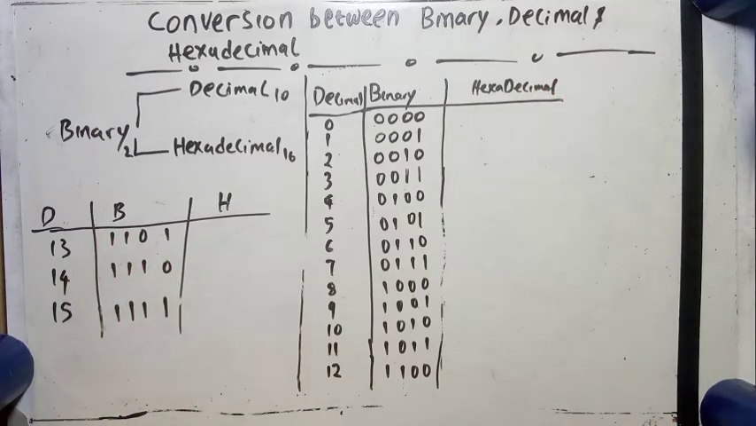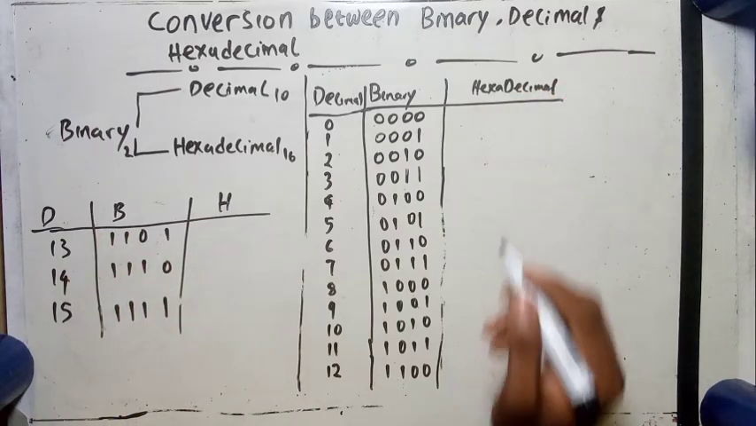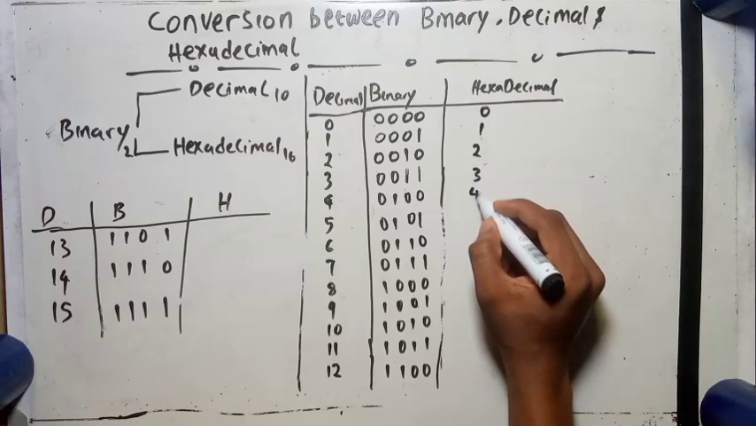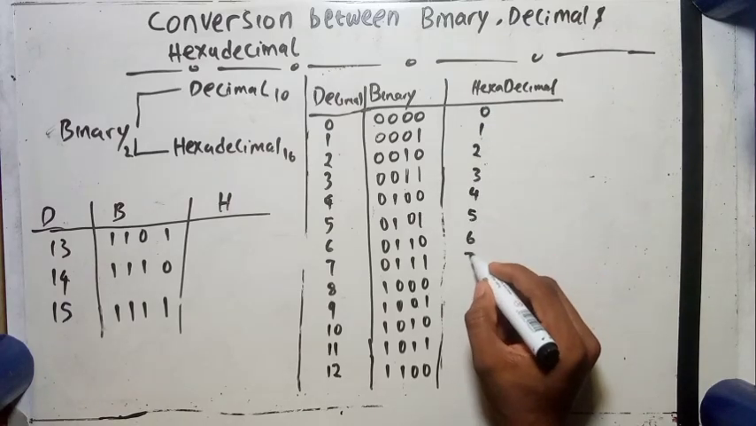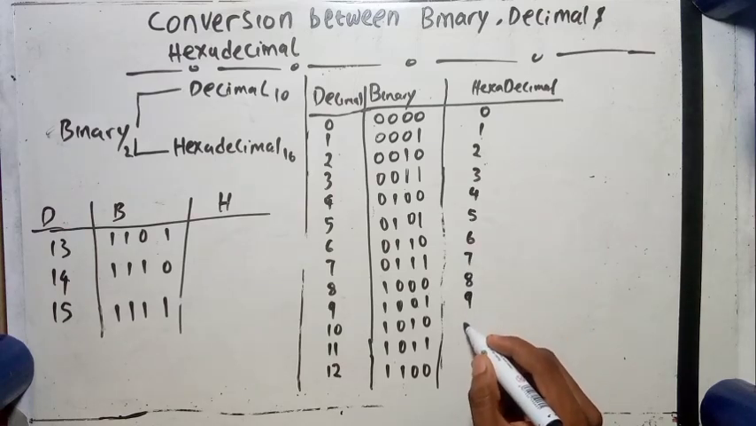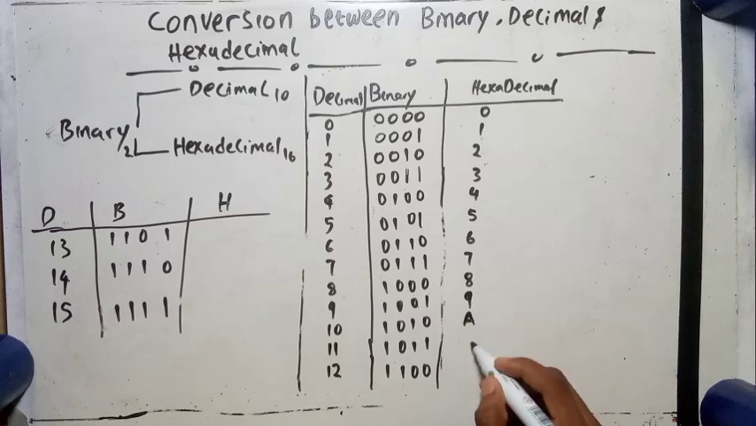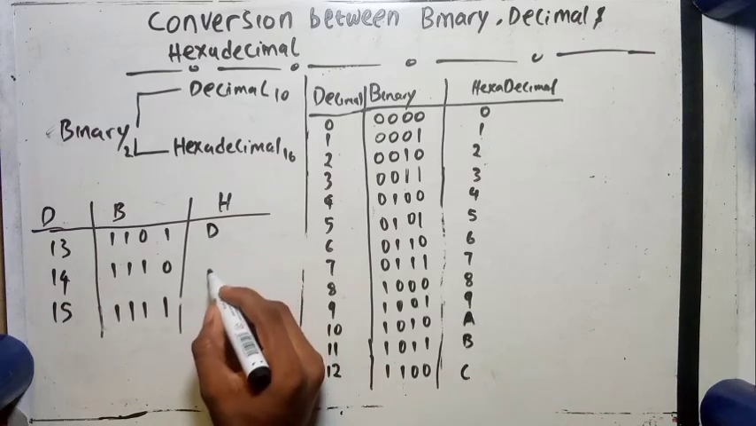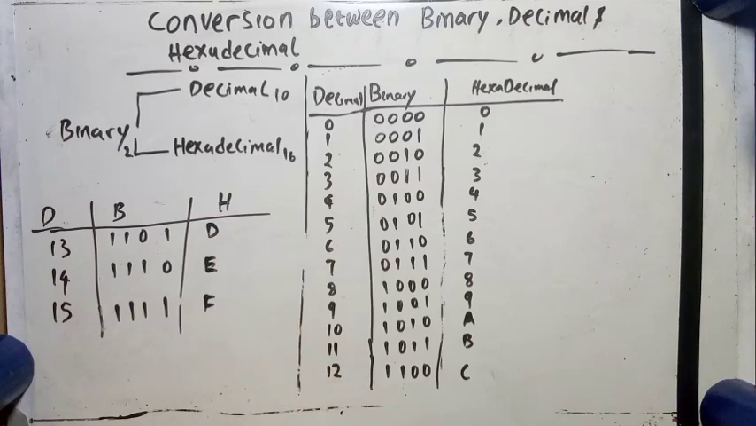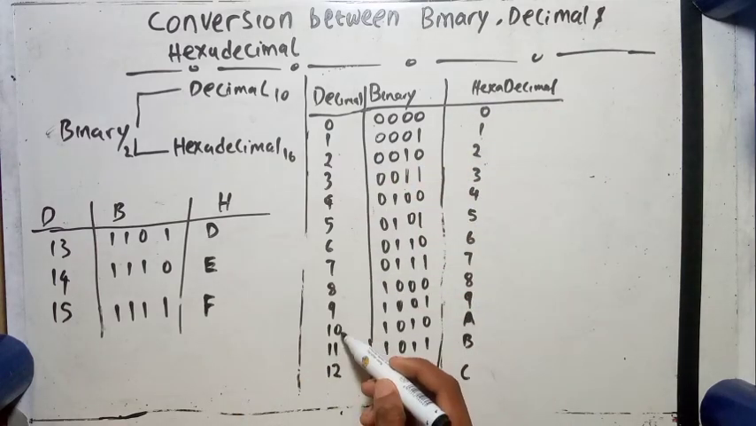Now moving over to hexadecimal. Hexadecimal is going to be what? 0, 1, 2, 3, 4, 5, 6, 7, 8, 9. Someone will say 10, but we are going to have A, B, C, D, E, and what? F. Yeah. The difference between our hexadecimal and our decimal is we don't have 10. From 10, we start with letters.